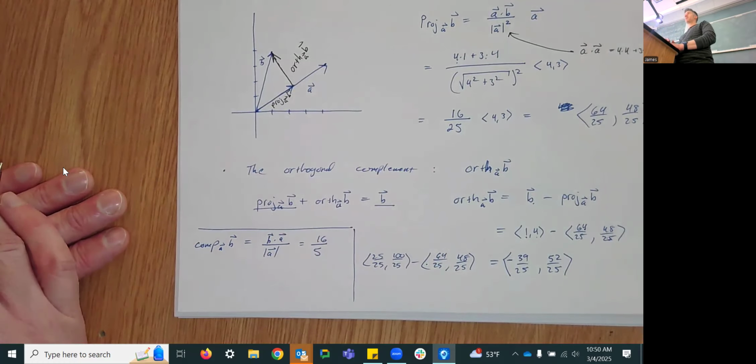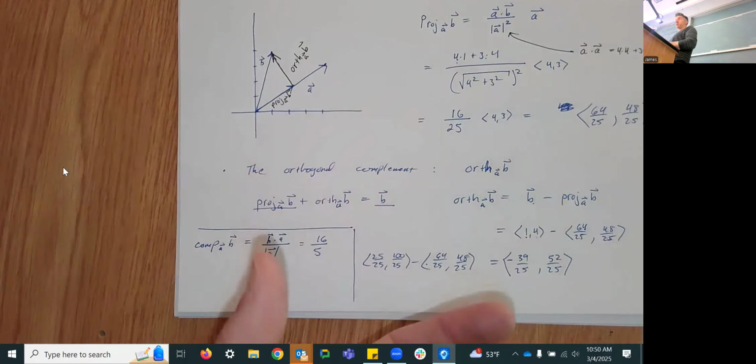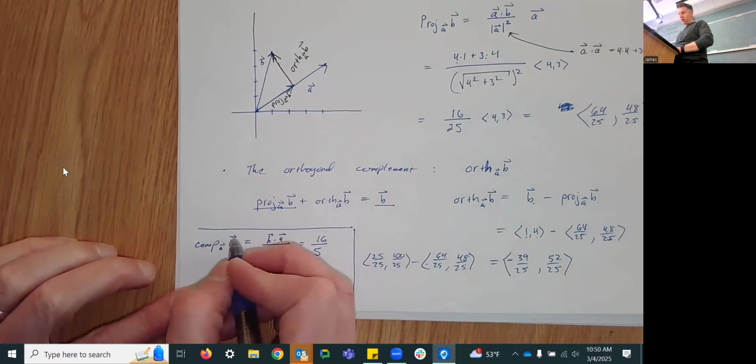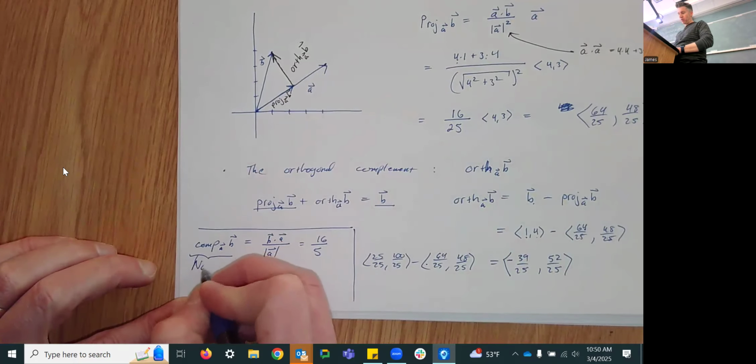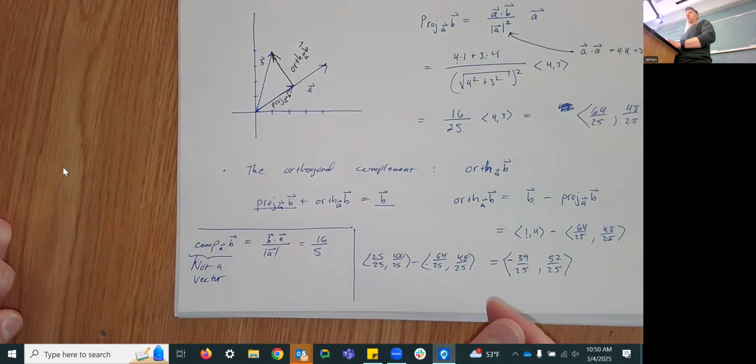So on the graph, I wouldn't really label it on the graph, because I don't typically like to label the length. I like to label the vectors. So I want to point out this thing here is not a vector. It's the length of that vector.